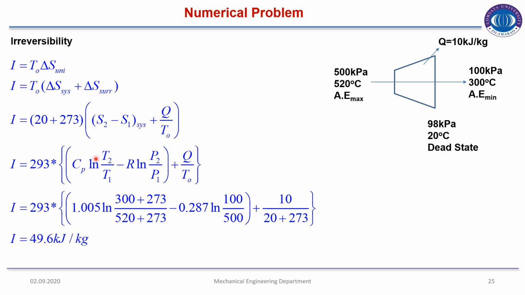So similarly here we have used the ideal gas equation for the entropy change calculation. So we know all these values. When we plug in these values for Cp, T2, T1, R, P2, P1, Q, T naught, the irreversibility value is 49.6 kilojoule per kg. So that summarizes our numerical problem.